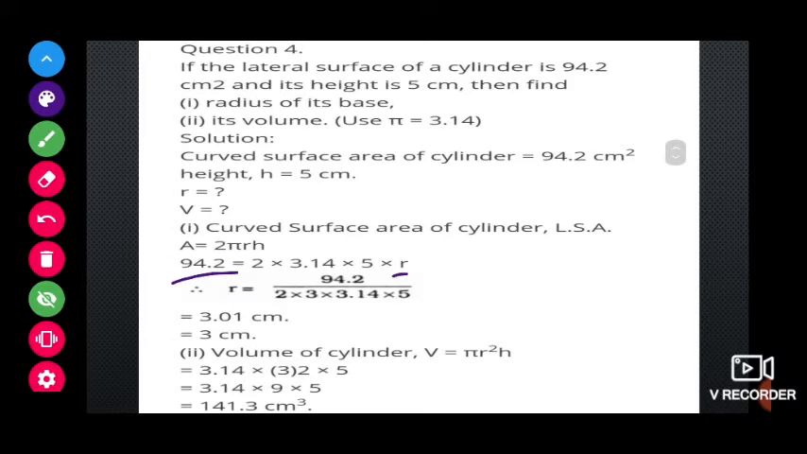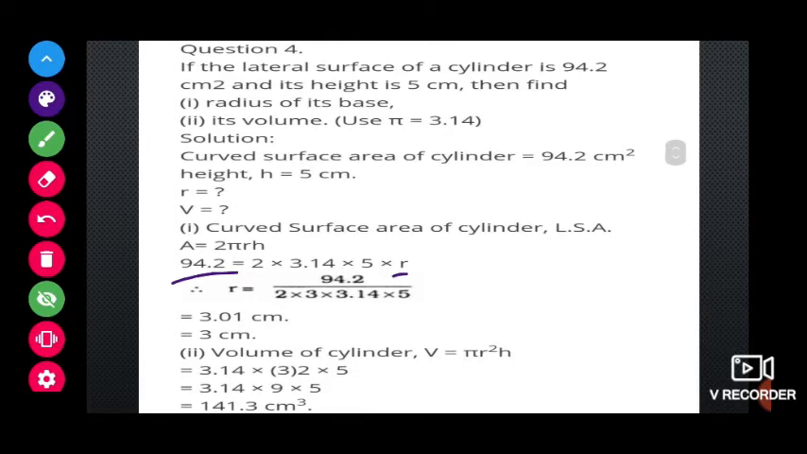So the remaining all send to that side. Already that side 94.2 is there. And r into whatever the values are, that and all will go for the division place. So 94.2 by 2 into 3 into 3.14 into 5.